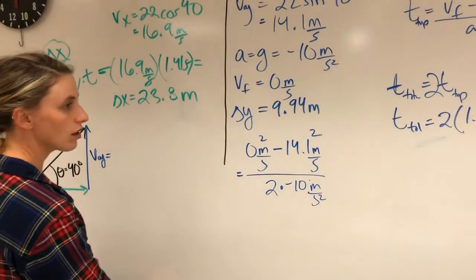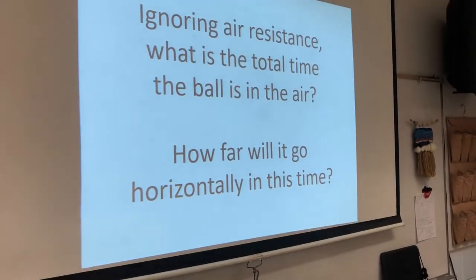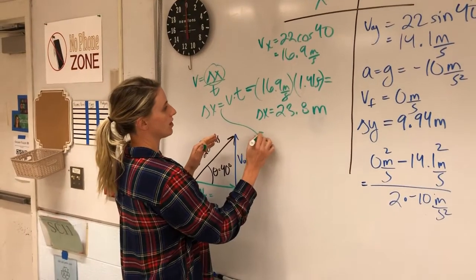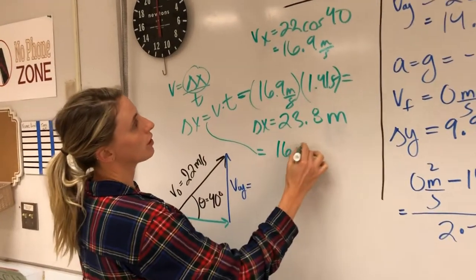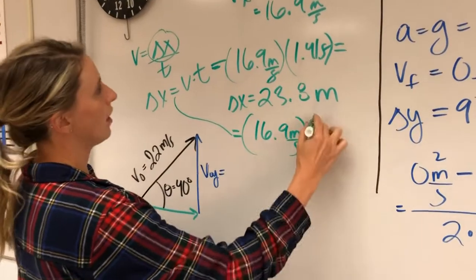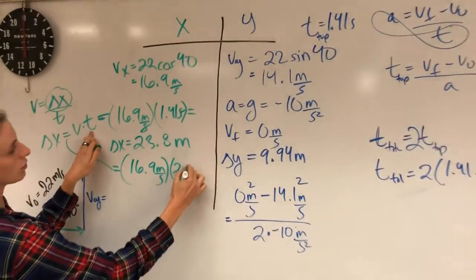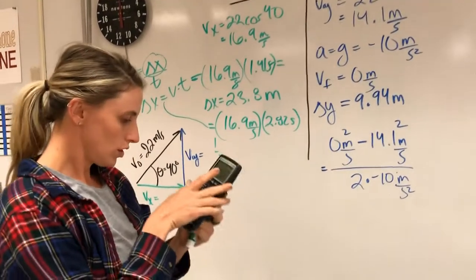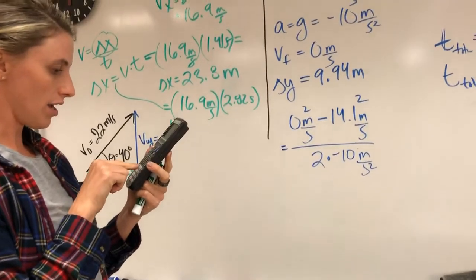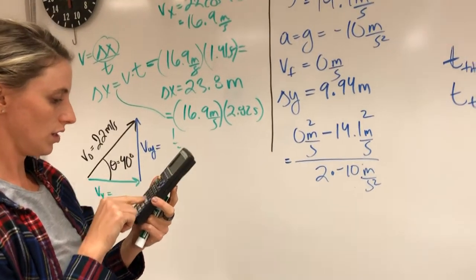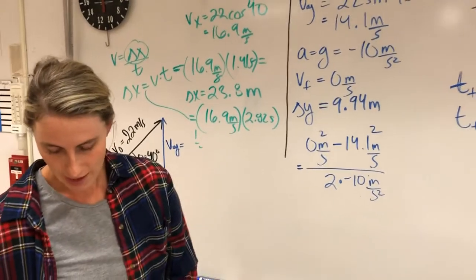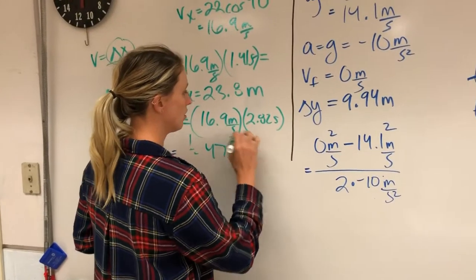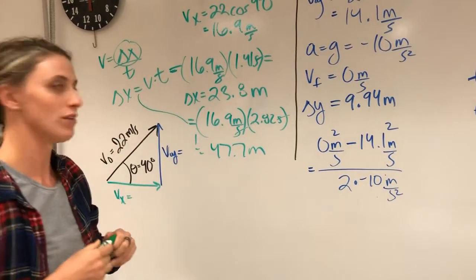How far will it go horizontally in this time? Okay, so we just bring back our equation here. So this time we're going to say, how far is it going to go? 16.9 meters per second times our total time was 2.82 seconds. 16.9 times 2.82, and I get 47.7. That's about half a football field. Yeah, oh yeah, yeah.